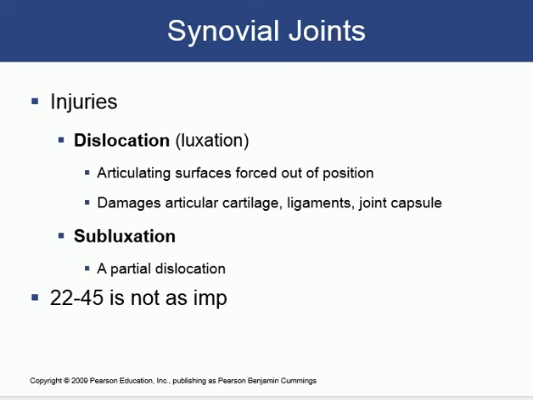Subluxation is a partial dislocation. So it does separate, it's forced out, but it doesn't go anywhere. It stays as it is. Okay, so it goes like this. This is the normal, all right? If it goes like this, it is called subluxation. If it goes like this, it is dislocation. Did you get the difference?